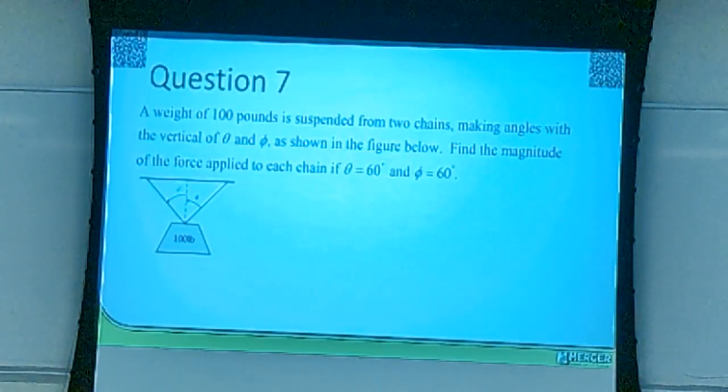Physics! Because why not? A weight of 100 pounds suspended from 2 chains, making angles with the vertical of theta and phi as shown in the figure. We want to find the magnitude of the force applied to each chain if both angles are 60 degrees. In other words, for those who have had kinematics, find the tension in the chains. I think that's what tension is.